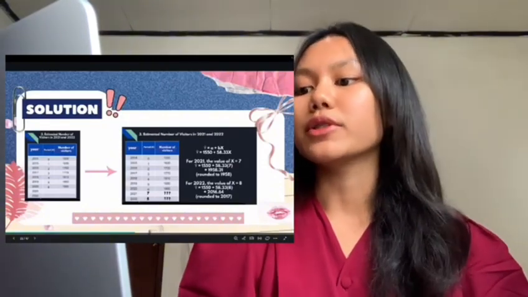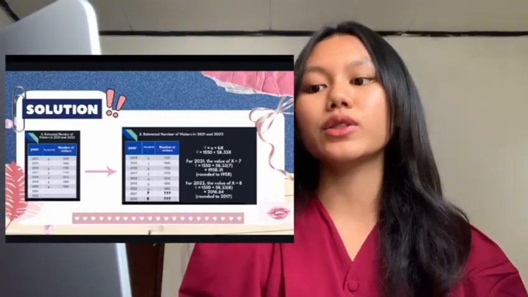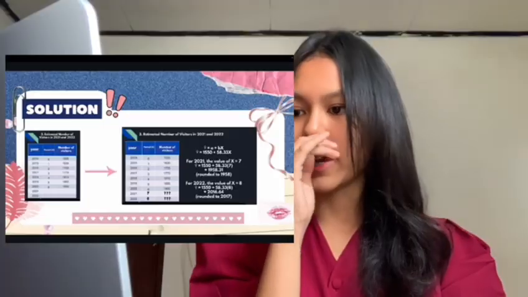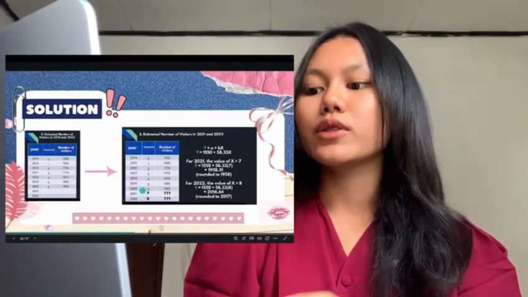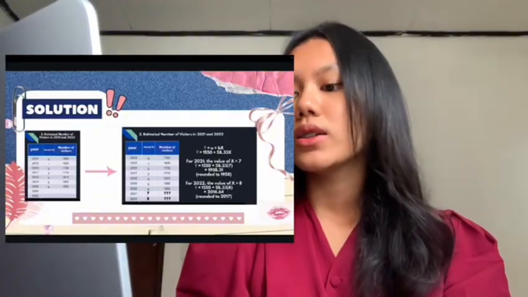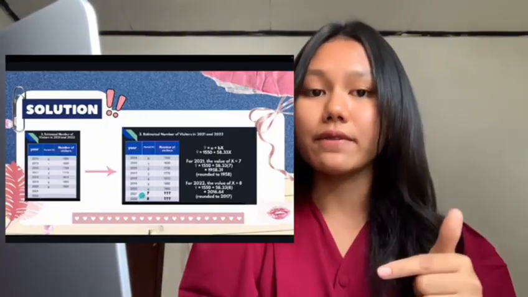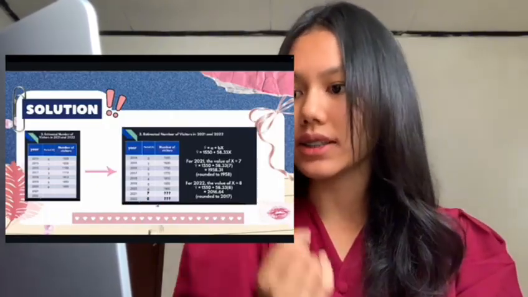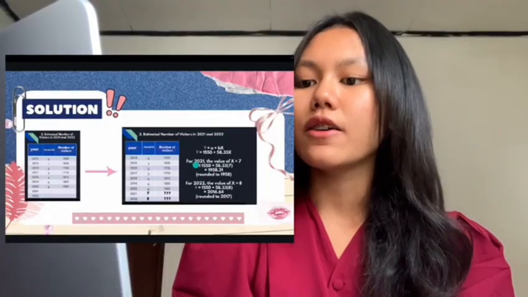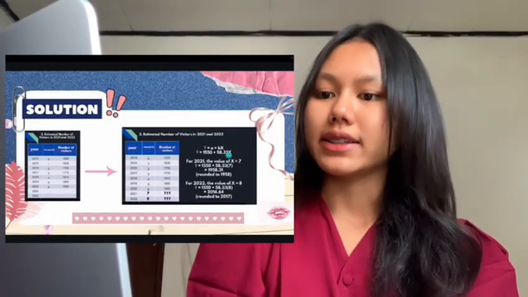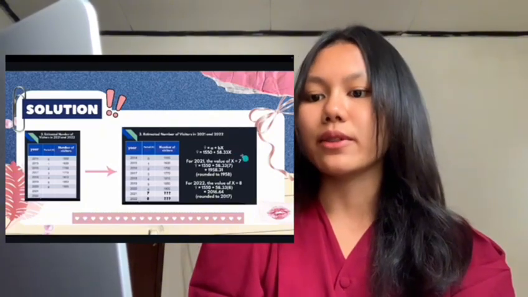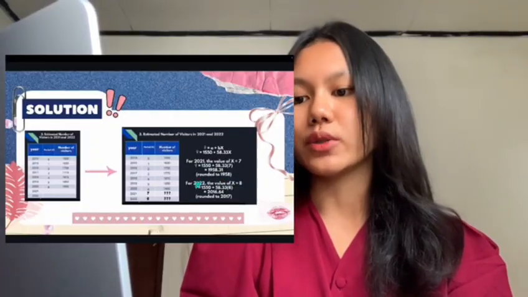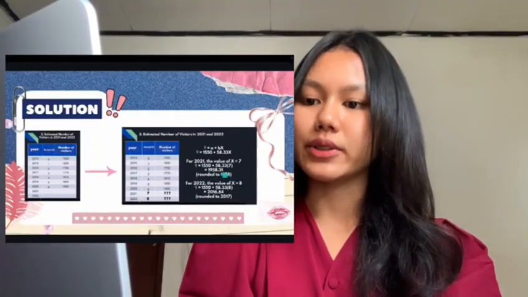Okay, next, number 3, estimate the number of visitors in 2021 and 2022. So if 2020 is 6, then 2021 is 7 and 2022 is 8. So we can just add the value of x, this one. We add the 7 for 2021 and 8 for 2022. So this is the result.